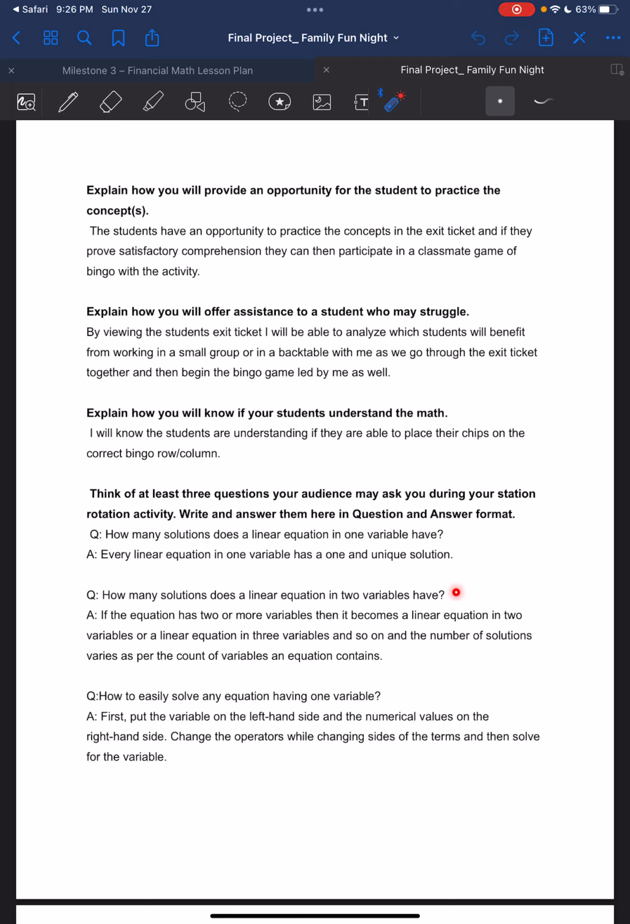How many solutions does a linear equation in 2 variables have? If the equation has 2 or more variables, then it becomes a linear equation in 2 variables or a linear equation in 3 variables, and so on and so forth. The number of solutions varies as per the count of variables an equation contains. And the third question, how to easily solve any equation having one variable. First, you put the variable on the left-hand side and the numerical values on the right-hand side. Change the operators while changing sides of the terms, and then solve for the variable.